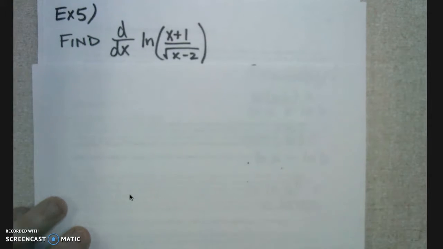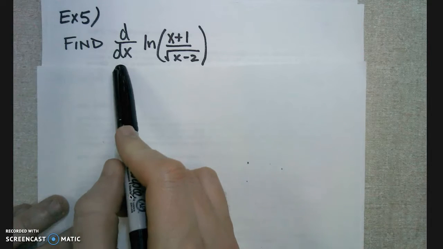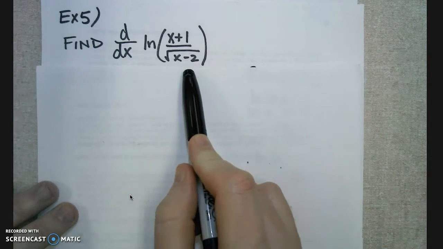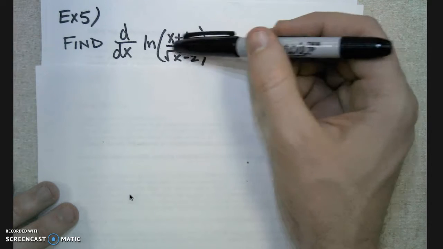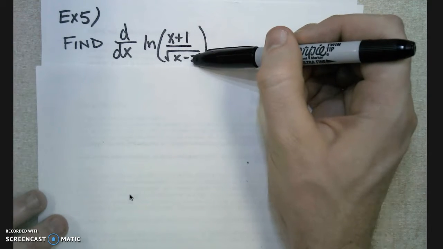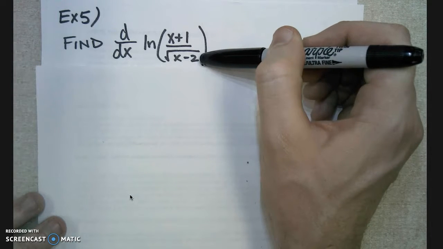In example 5, we're finding the derivative. It's given to us in this notation, d over dx, of this function. And what I see here is a chain rule with a quotient inside, and inside the quotient there's another chain rule. Now I could use u substitution, but this is a really long, complicated problem.